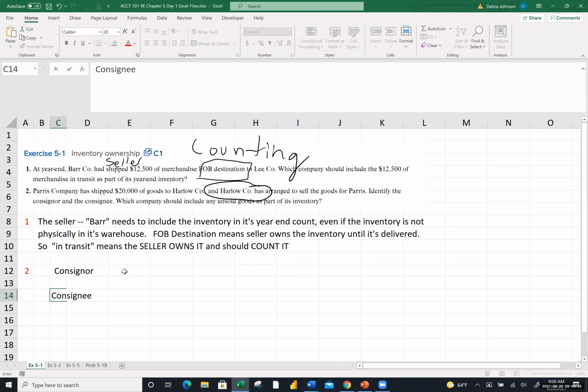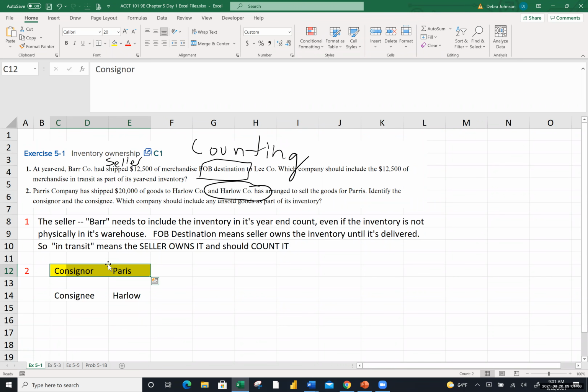The book does a pretty good job of describing the difference. So Paris Company has shipped the goods to Harlow, and Harlow is going to sell them for Paris. So Paris is the consignor, and Harlow is the one who's going to try and sell them on behalf of Paris. So who should count the inventory? Again, it may not physically be in their presence, but the consignor is the owner. They're the ones that need to count the inventory.